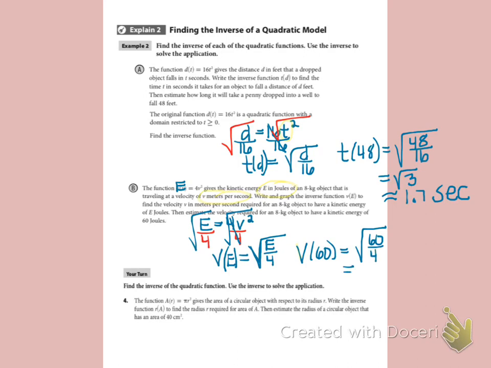And so I'm actually finding the square root of 60/4, which is 15, and that's approximately, and did it say how many decimals? I guess we'll go to the tenths. So that's 3.9, and that velocity was given in meters per second. So 3.9 meters per second for that object with 60 joules of kinetic energy.